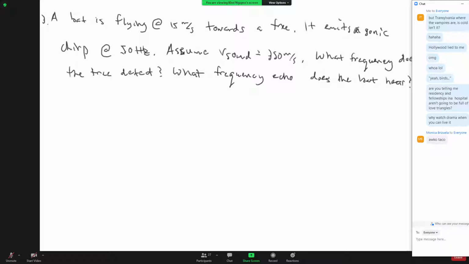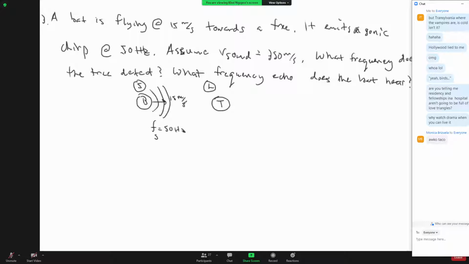Okay. I think this is enough time for this problem. So the first part is we have a bat flying at some speed of 15 meters per second towards a tree that's staying still. The bat gives off sound waves. We know that the frequency of sound that the bat gave off is 50 hertz. That's f_s, right? So this is the source. This is the listener, in this case.